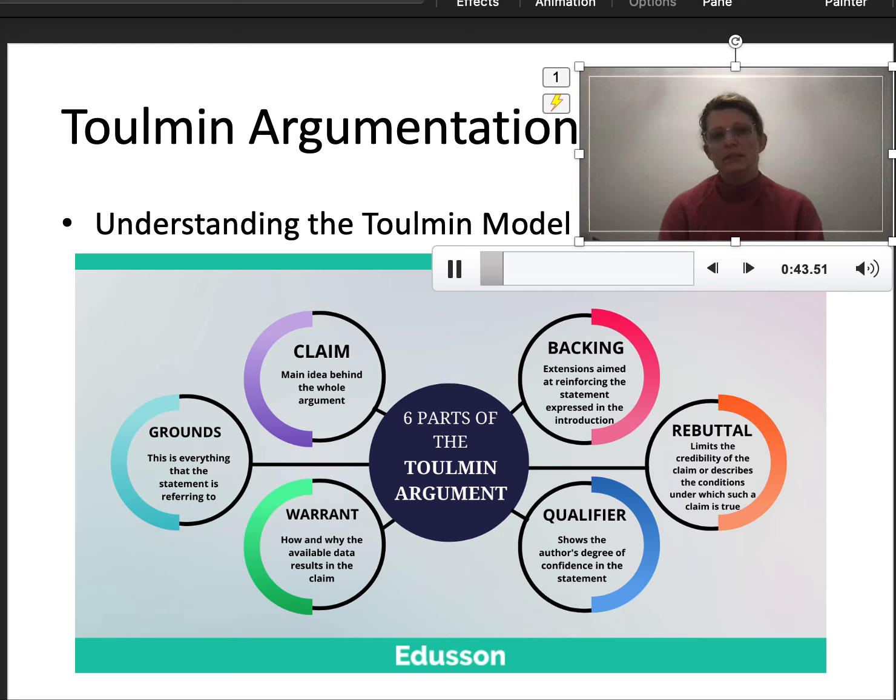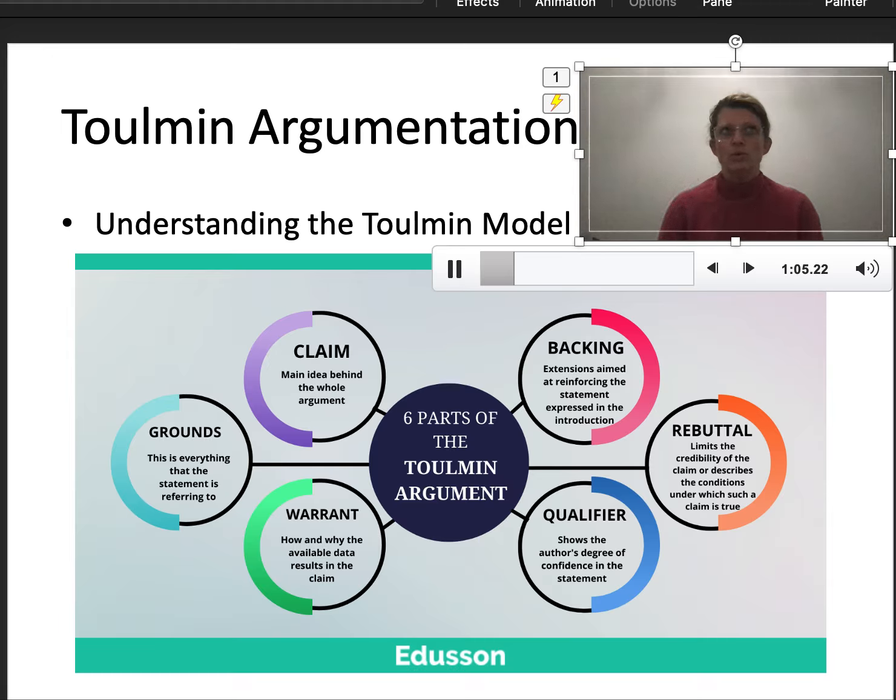So why use Toulmin? Arguments don't often fail because they're wrong. They fail because they're unsupported or unclear. So the Toulmin method helps break it down into predictable, organized information. Think of it like giving your essay a skeleton. It's going to hold it all together.